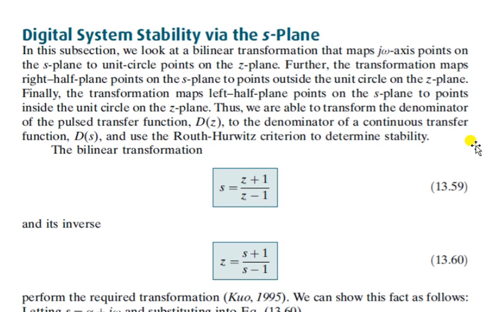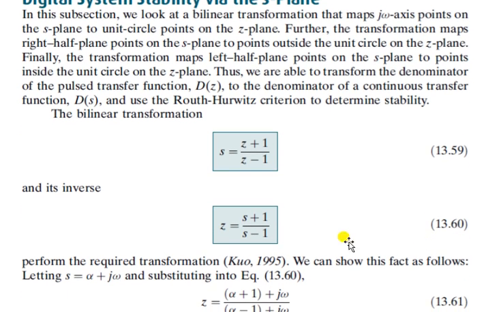So first we will convert the Z domain into the S domain by using this formula: S equal to Z plus 1 divided by Z minus 1, or you can use this formula: Z equal to S plus 1 divided by S minus 1. These are the two formulas. Mainly in this topic we will use this equation number 13.60.